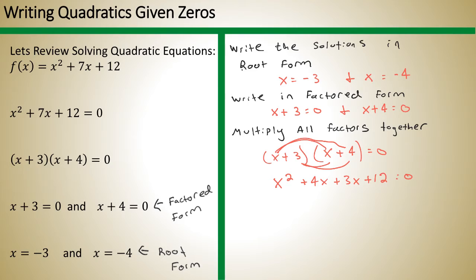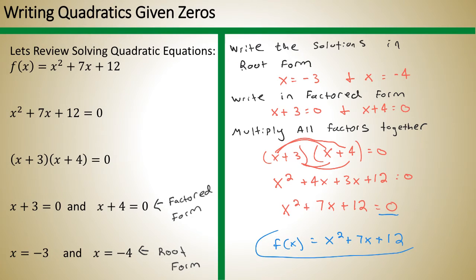All right, combine your like terms, we end up with x squared plus 7x plus 12 equal to 0. And then now once we've completely multiplied this together, we're just going to trade in our 0 here for an f of x. So we're going to say f of x is equal to x squared plus 7x plus 12. And there is our quadratic equation. So that's all we have to do.